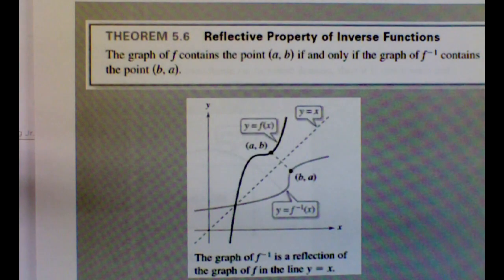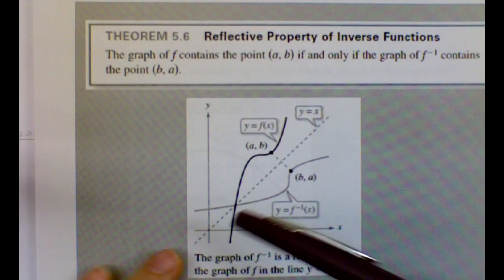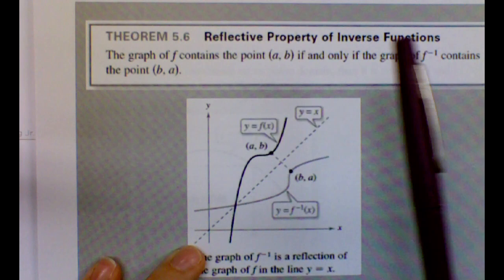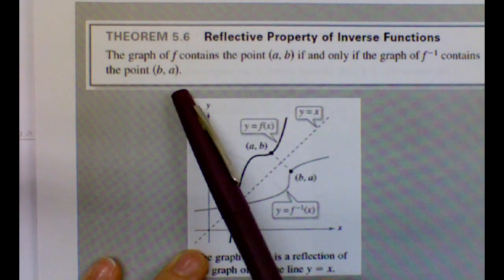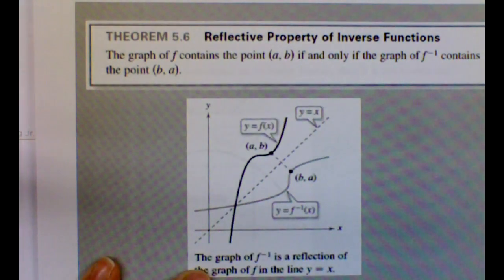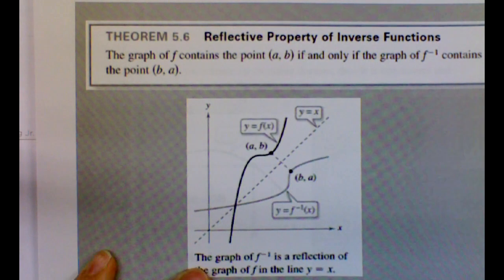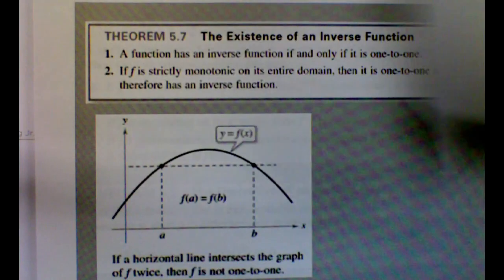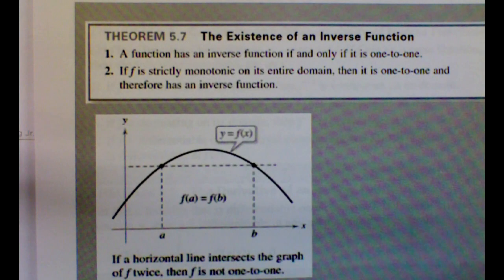Also remember, inverse functions are reflected over the line y equals x. So if (a, b) is on the graph, then the inverse has (b, a). We just swap the x's and the y's. So an inverse function only exists if the function is 1-to-1. And if f is strictly monotonic on its entire domain, then it is 1-to-1 and therefore has an inverse function.